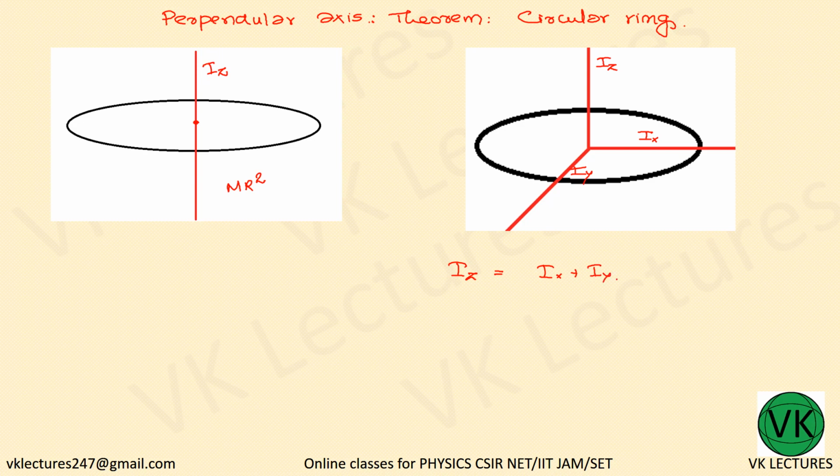Now Iz is equal to mr squared, and you know that Ix is equal to Iy because both are along the plane, so you can write it as Ix, that means it is along the diameter, so ID plus ID, so 2ID is equal to mr squared, and ID will be equal to mr squared by 2. So this is what we have got in the previous session.